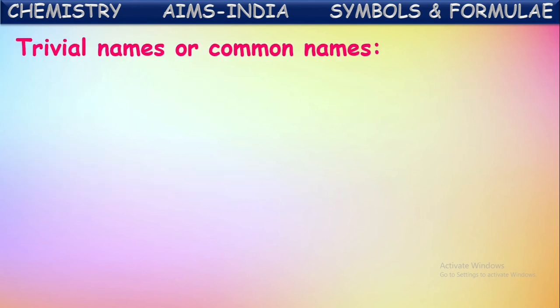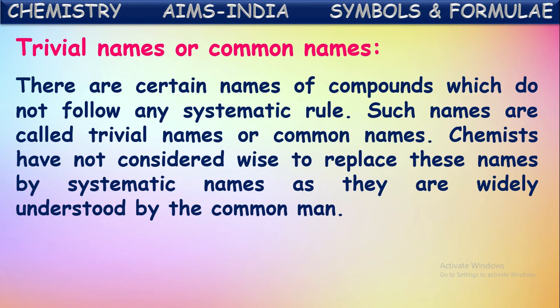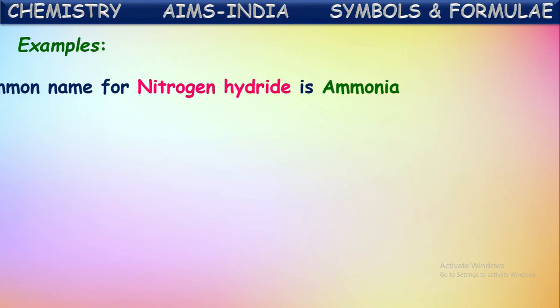Okay. Now let us see some different names which we call trivial names or common names. These are certain names of compounds which do not follow any systematic rules. Such names are called trivial names or common names. Chemists have not considered it wise to replace these names by systematic names, as they are widely understood by common people. So they were in common usage and they are being continued. Let us see some examples for these trivial names or common names.